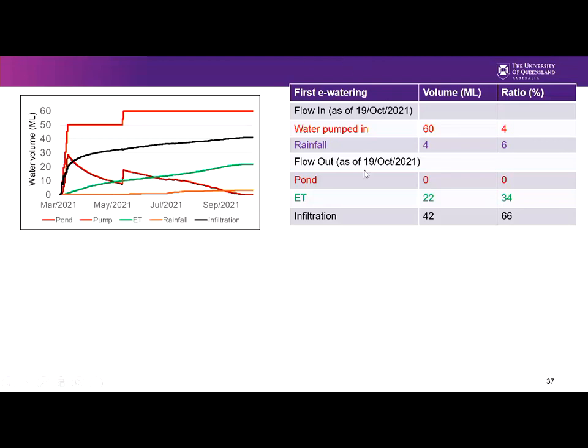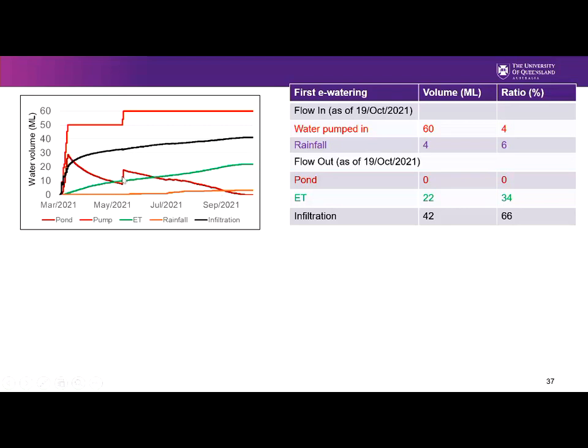So this is the mass balance. Water pumped in from the first event, 50 megaliters, and then another top up, 60. So this is 94%, sorry, this is not 4%, 94%. Rainfall is only 4 megaliters, which contributes 6%, which is nothing. And the pond initially rises up to half of it. So of the total amount of water, half of it is stored in the pond and half of it infiltrated.